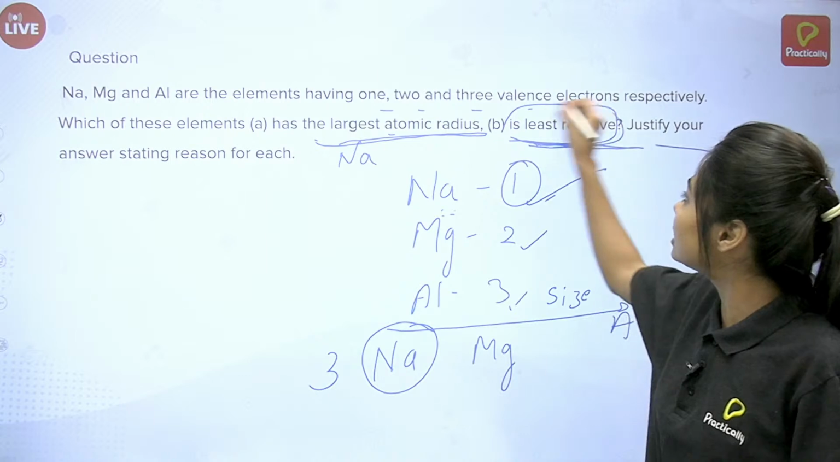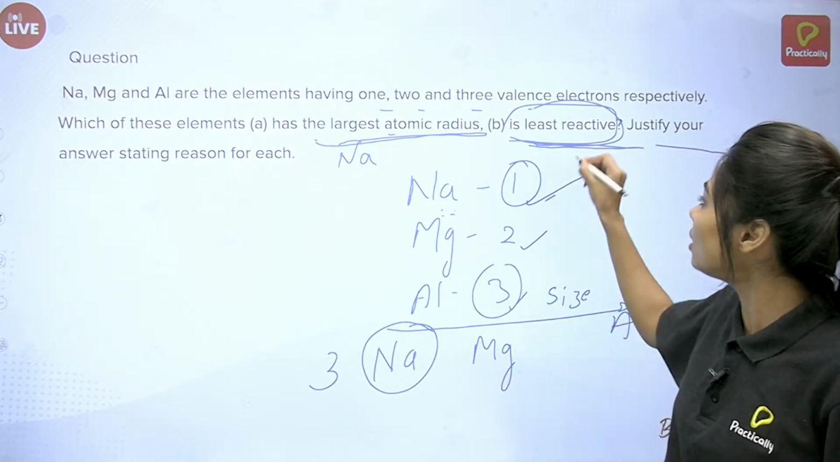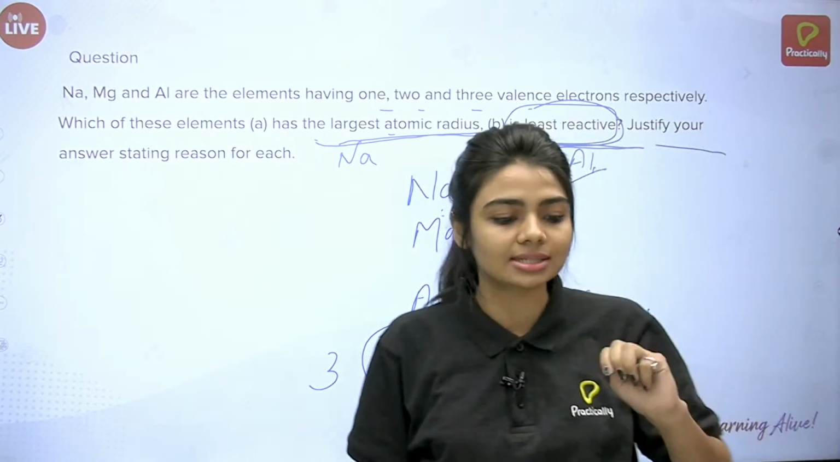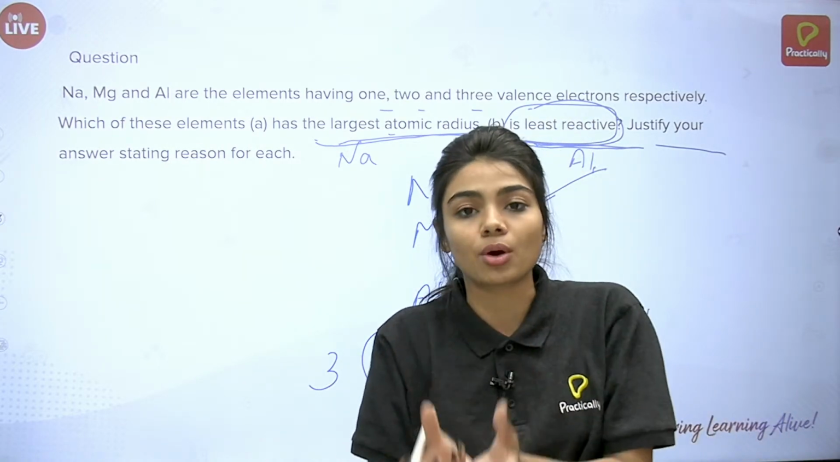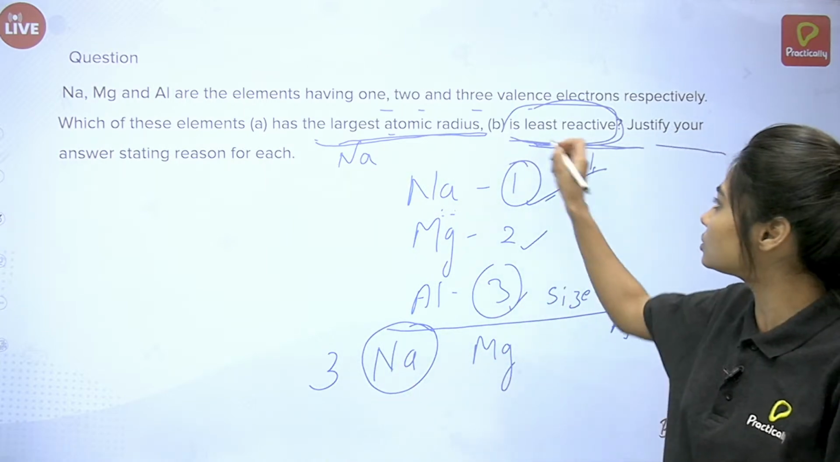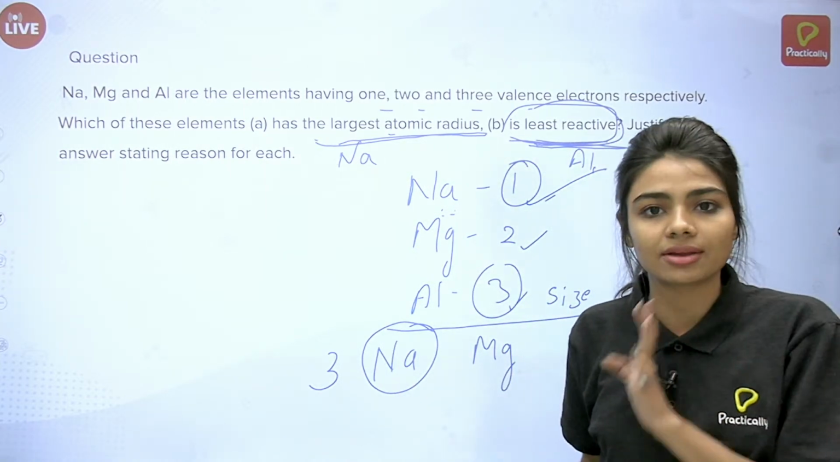And we need to find the least reactive. The least reactive will be aluminum because it has 3 valence electrons. It needs to lose 3 electrons, so we need to provide a high amount of energy for it to lose them. That's why it is the least reactive element.